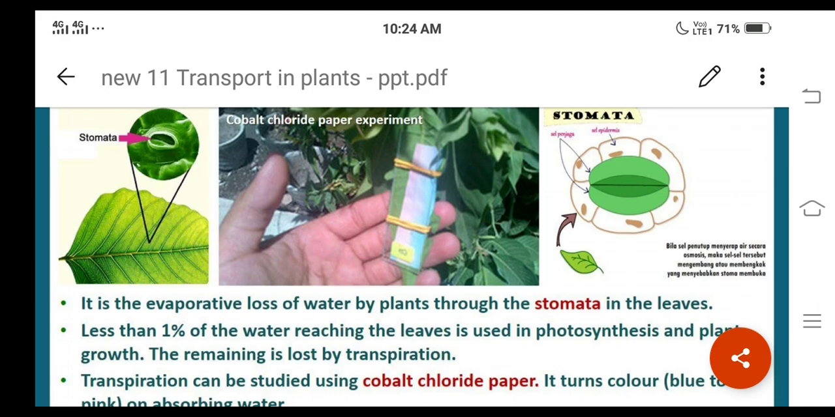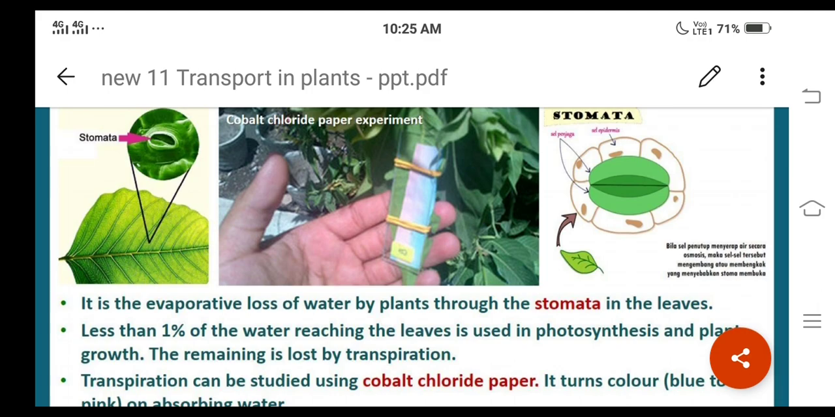It is mainly due to the absorption of moisture from the lower surface of the leaves. And it indicates that most transpiration occurs through the lower surface of the leaf in dicot plants, because the number of stomata is more on the lower epidermis than on the upper epidermis. This is a small experiment to understand the process of transpiration.